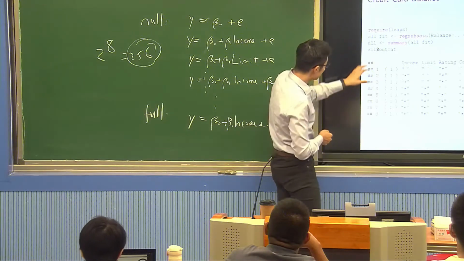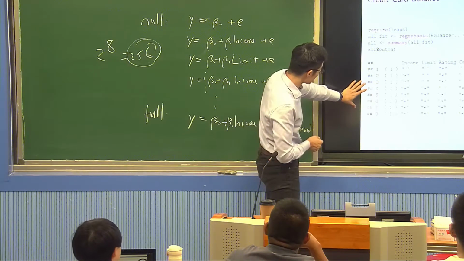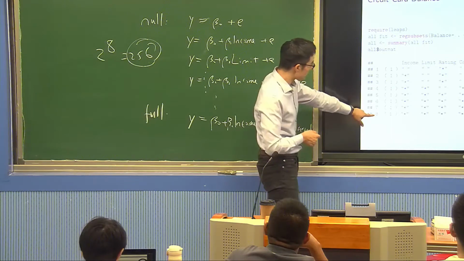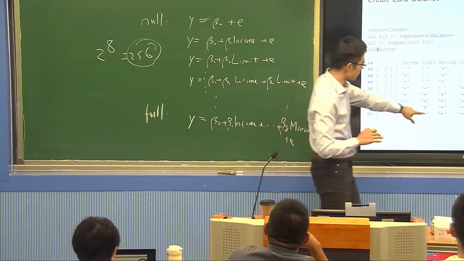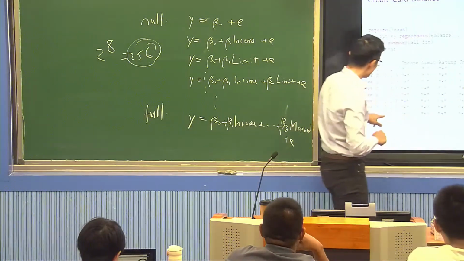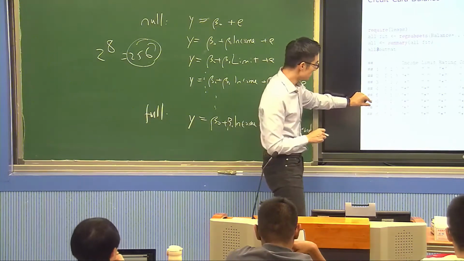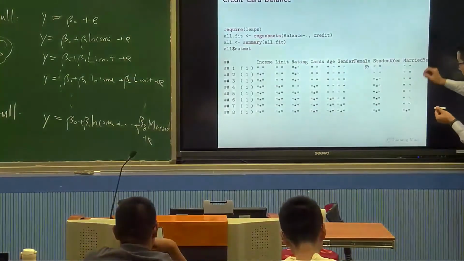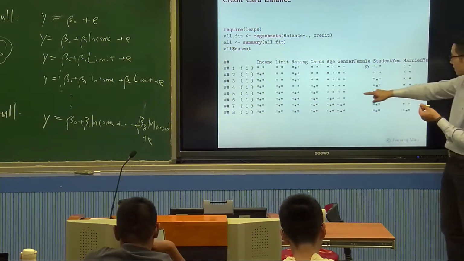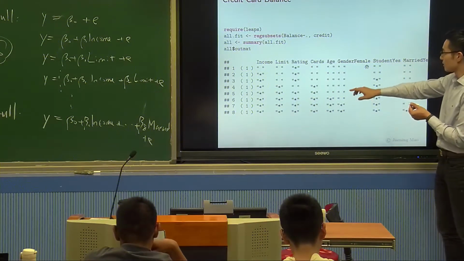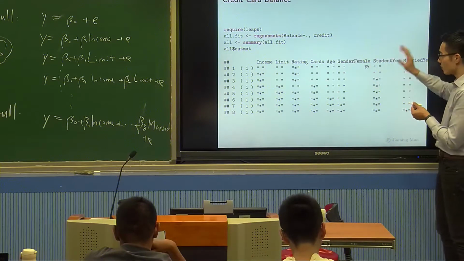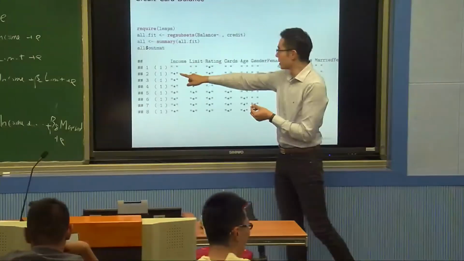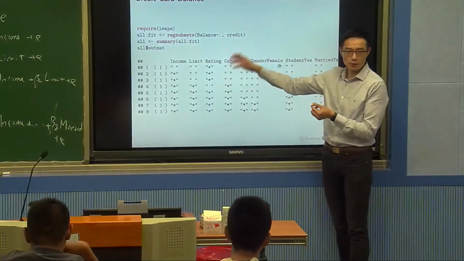So this is the result, and the result shows you that if we want to include all 8 variables, then of course this is the model we get. But if we only want 7 variables, then we should get rid of married. If we only want 6 variables, then we should get rid of married and female, the gender, etc. If we only want 2 variables, we should only include income and the rating. That's what this command tells us.